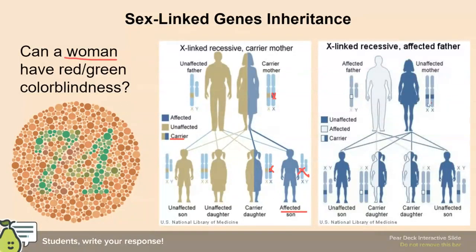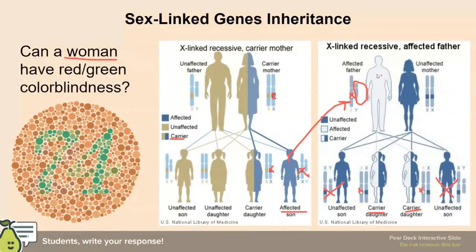Here we have an unaffected mother and an affected father. He, much like this child, has the affected gene on the X chromosome. So all of his daughters will be carriers. None of the sons will have the trait because they inherit the Y chromosome from the father. They don't inherit the X chromosome from the father. Neither of these daughters have color blindness. They're just carriers. They just carry the trait.